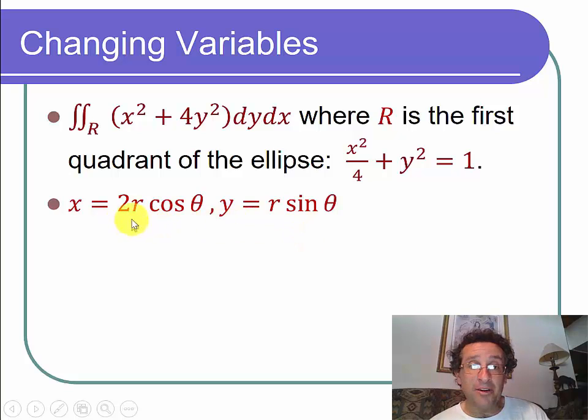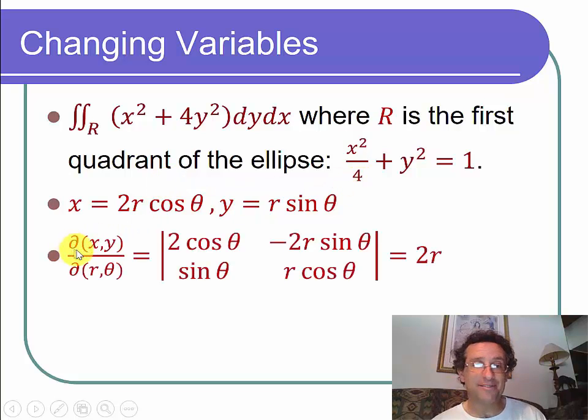And it will work because notice that x squared is 4r squared cosine squared theta. If you divide by 4, you just get r squared cosine squared theta. And if you add r squared sine squared theta, you just get r squared. So if r goes from 0 to 1, that gives us that ellipse. Theta will go from 0 to pi over 2 because it's the first quadrant.